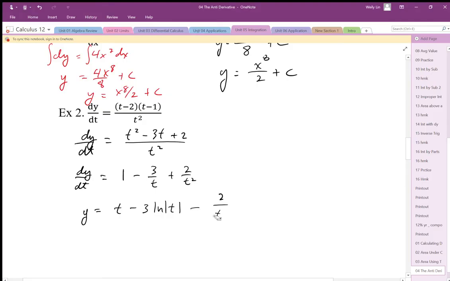That's why it's negative. Maybe I'll rewrite it here and I'll do it in steps. So this becomes 2 t to the -1 power, and then apply the power rule here, plus c. So then rewriting this, it becomes log absolute value of t minus 2 over t plus c.